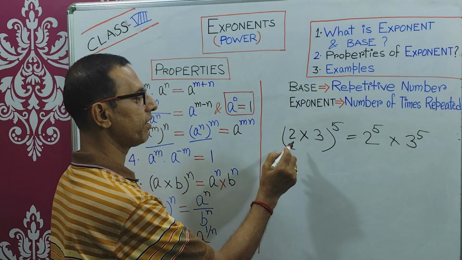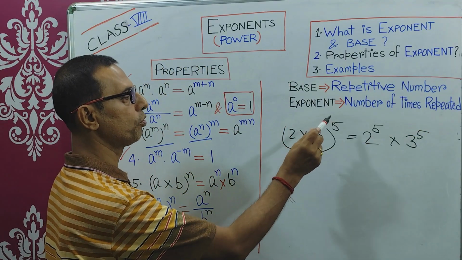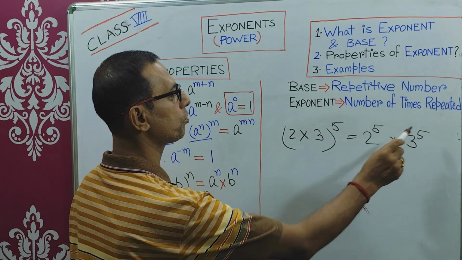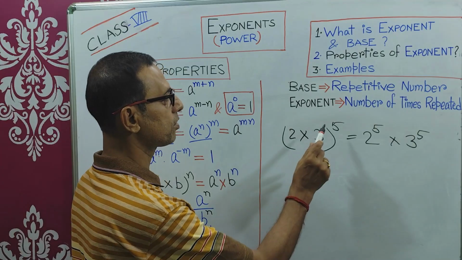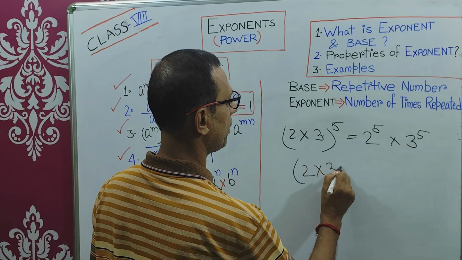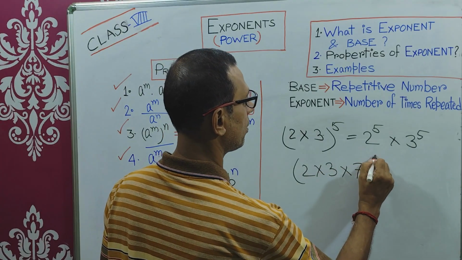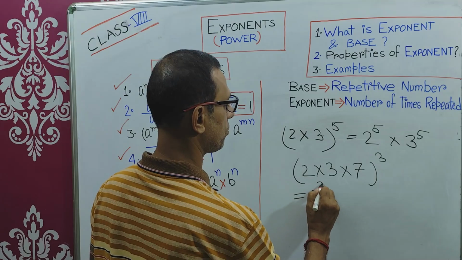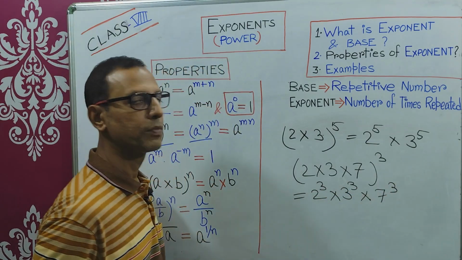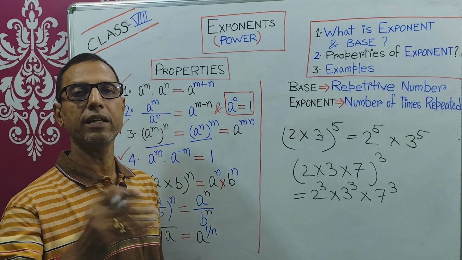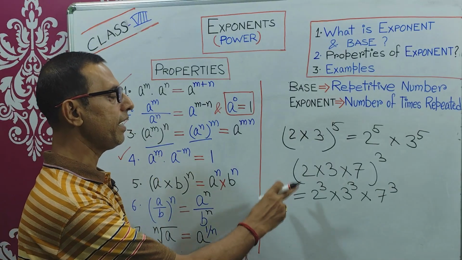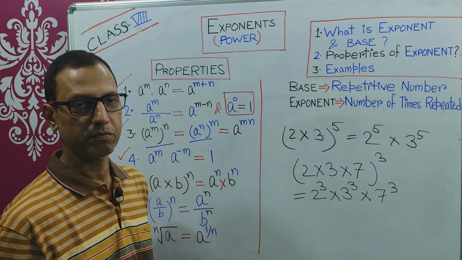So if you have an expression like this, 2 into 3 whole to the power 5, that means you can write that equals 2 to the power 5 into 3 to the power 5. You are distributing this power over all the numbers. Let's say it is 2 into 3 into 7 whole cube. That means you can write it equals 2 cube into 3 cube into 7 cube. So a, b, c up to n whole to the power x means each of the numbers is raised to the power x and multiplied.